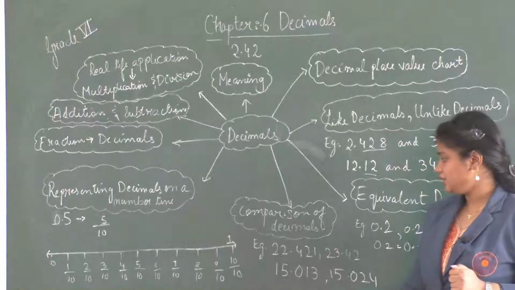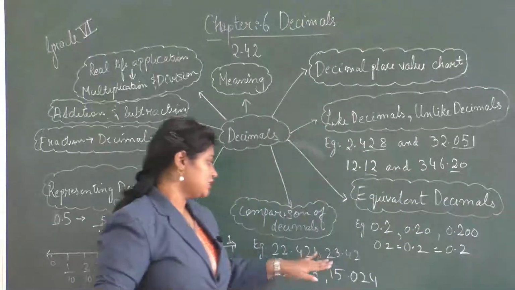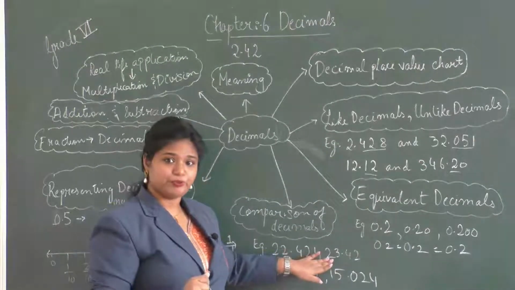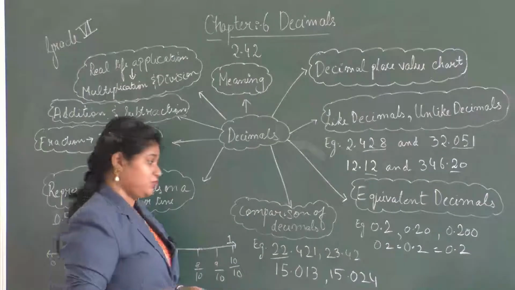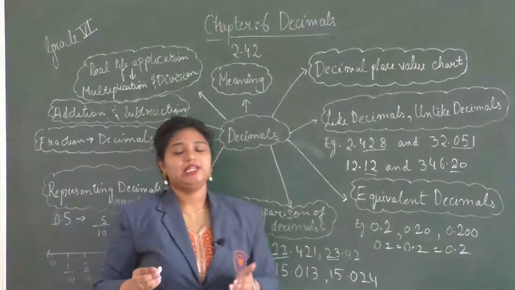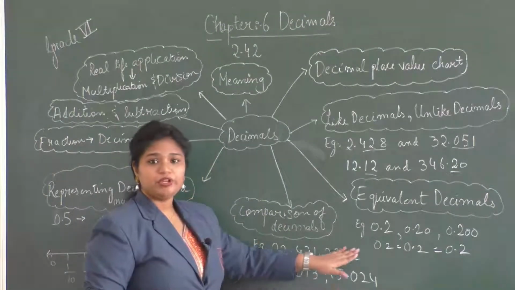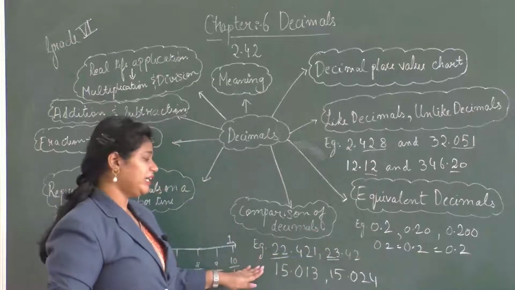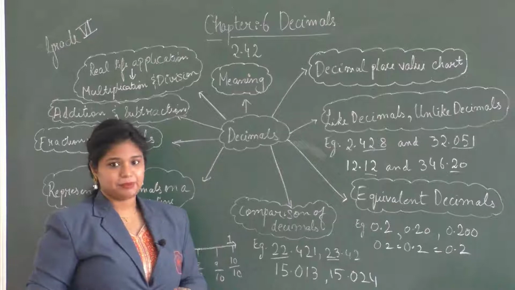So here we have the example. The first number is 22.421 and the second number is 23.42. Let's compare the whole number part. So here we have 22 and in the second number we have 23. We know that 23 is greater than 22, which means 23.42 is greater than 22.421.